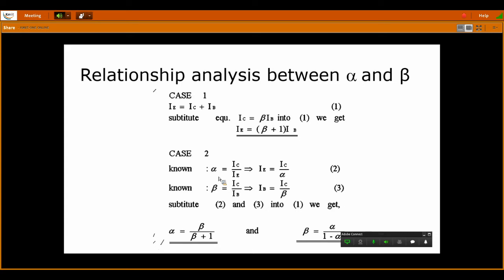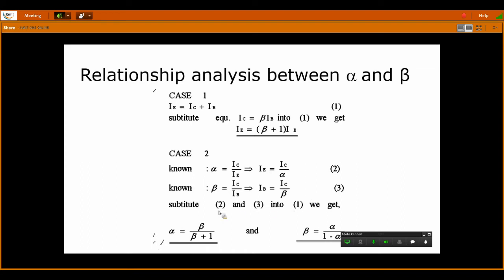Now the amplification factor of common base current gain is IC divided by IE, so IE is equal to IC divided by alpha. Beta is the amplification factor in the common emitter configuration, IC by IB, where IB is equal to IC divided by beta. So now, substituting the second and the third into the first equation. These are the two equations we have, 2 and 3.